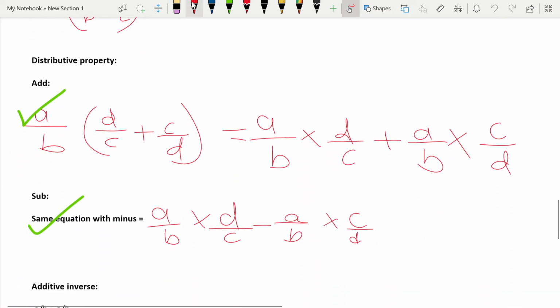Distributive property. Now I don't know if it's going to decide to work or not. No, it's not in the mood. It's not going to work.